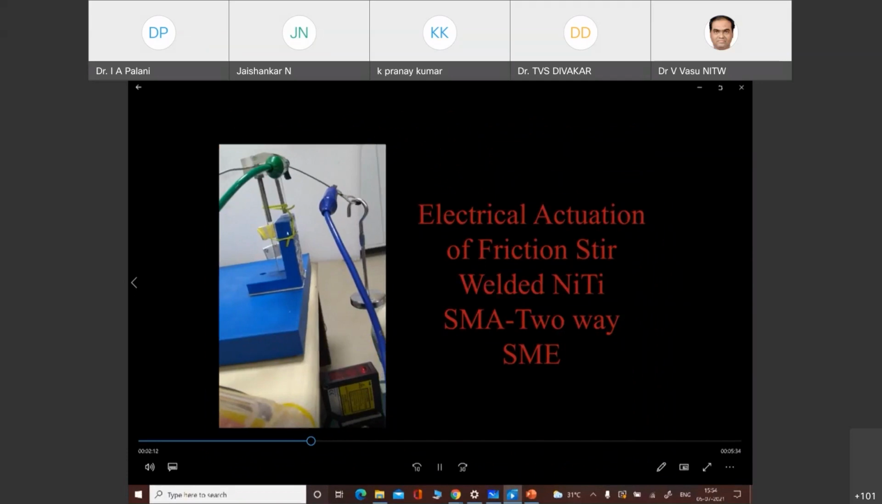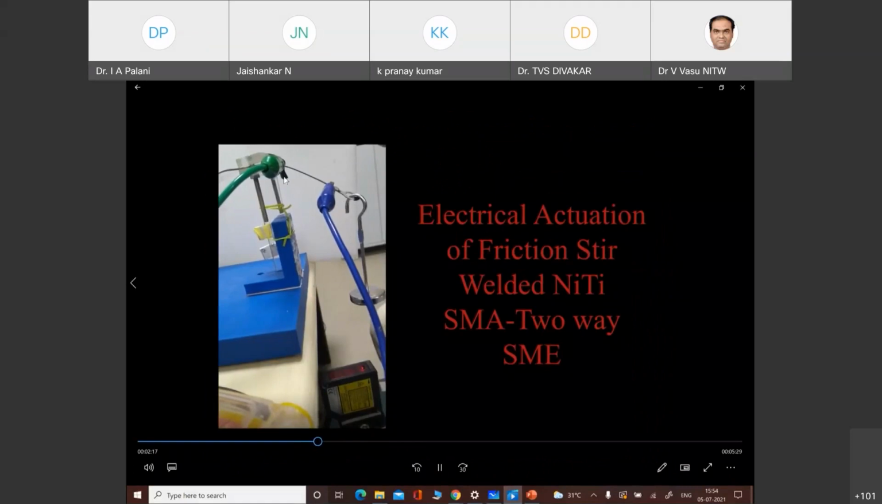This is a shape memory alloy structure, which we have demonstrated at our IIT. Basically, shape memory alloy welding is a challenging task.